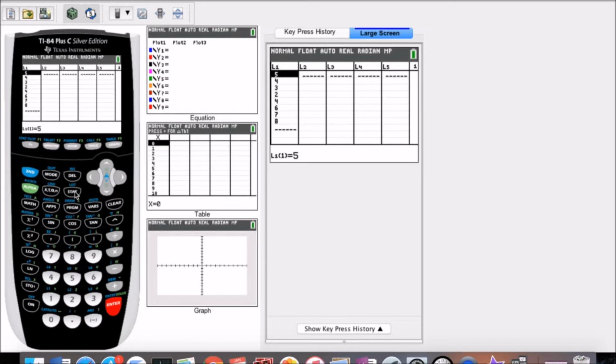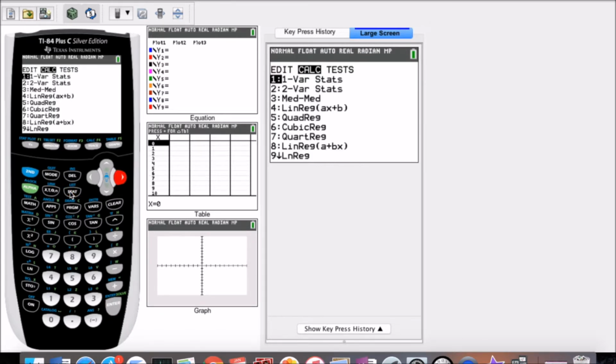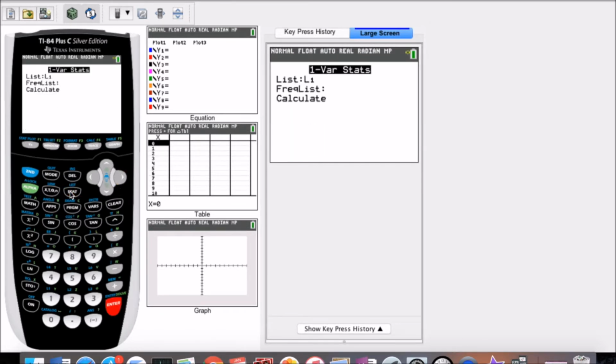Next, to do the actual summary statistics calculations, go to Stats, then go to Calc, and then go to One Variable Stats. So under One Variable Stats, you want to make sure that the list is set to the one that you put the data under, and you want to press Calculate. This is going to create all the summary statistics that we were talking about before. The x-bar, the x with the line over it, is the sample mean. Sx is equal to the standard error. And under here, we have all the 5-number summary that we were talking about before.